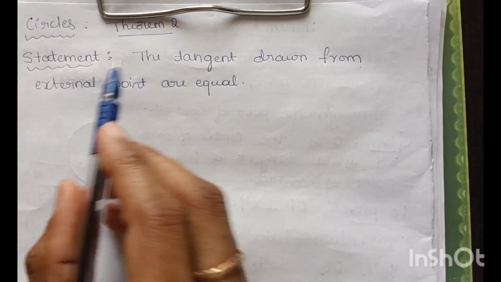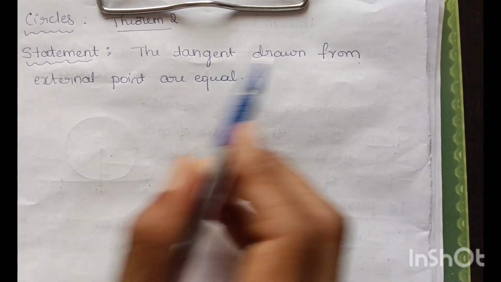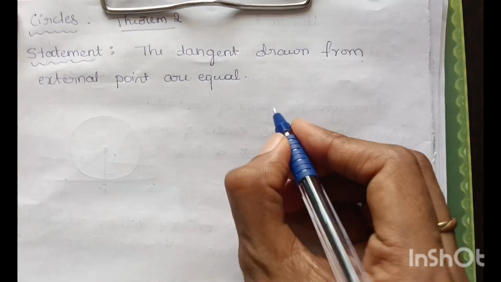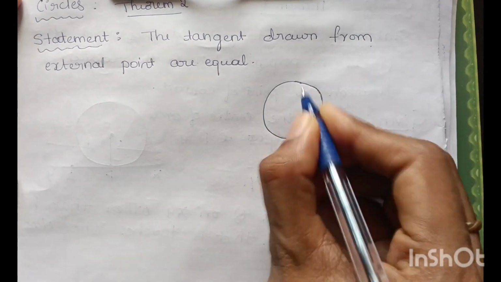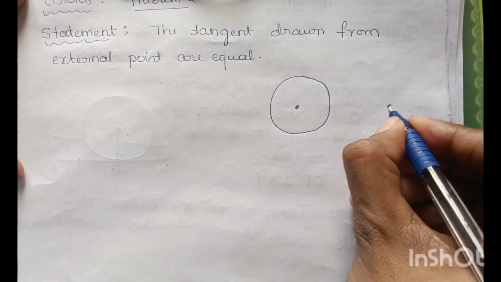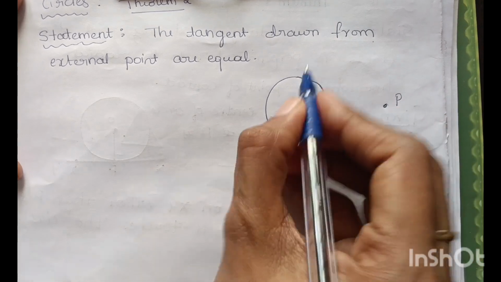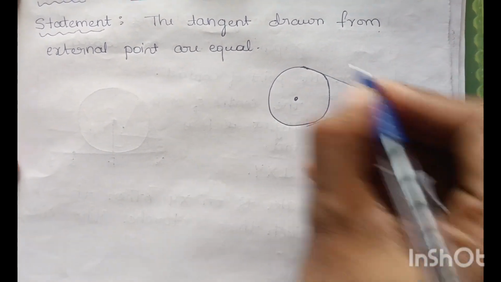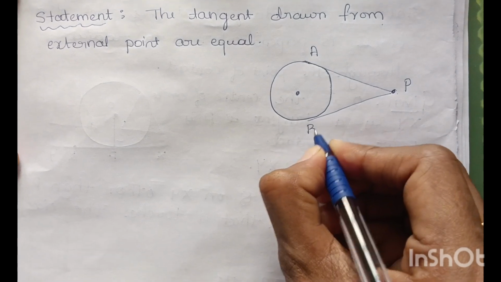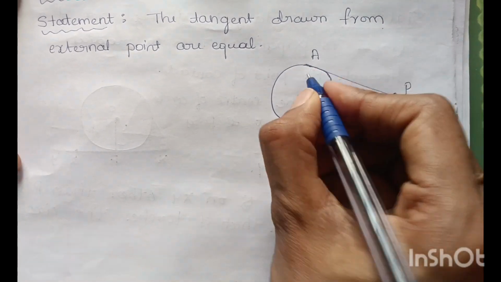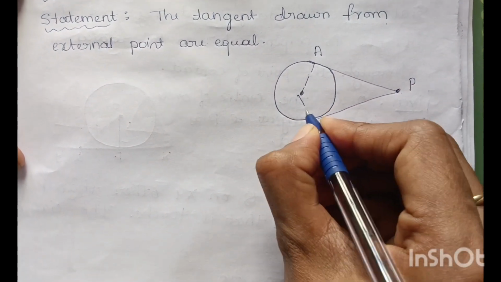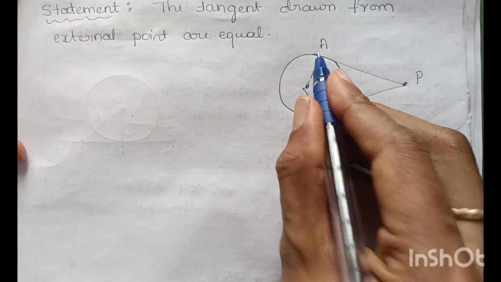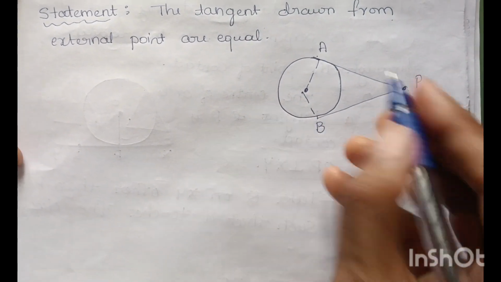Next, theorem 2. Statement: the tangents drawn from an external point are equal. So I am taking a circle with center O and P is one external point. What do I have to prove? Tangents drawn from the external point. I am drawing PA and PB as the tangents from P. I have to prove the tangents are equal, meaning PA equal to PB. So what is given?